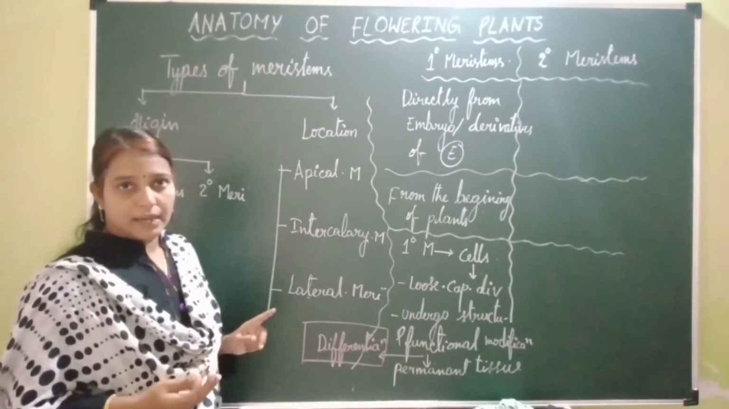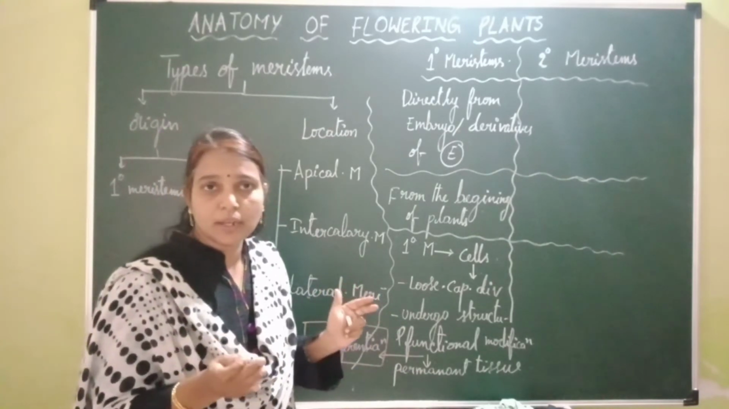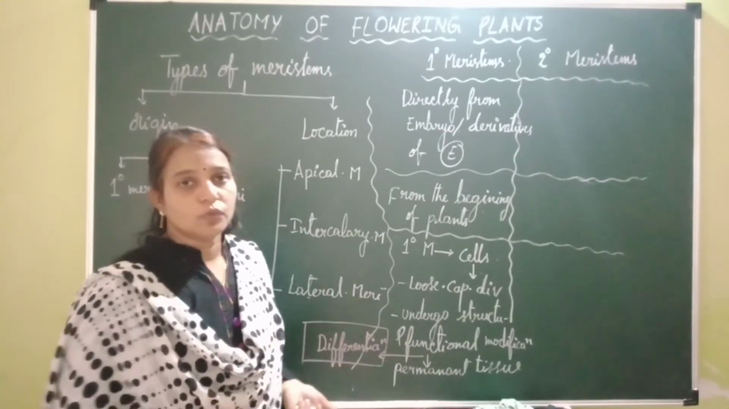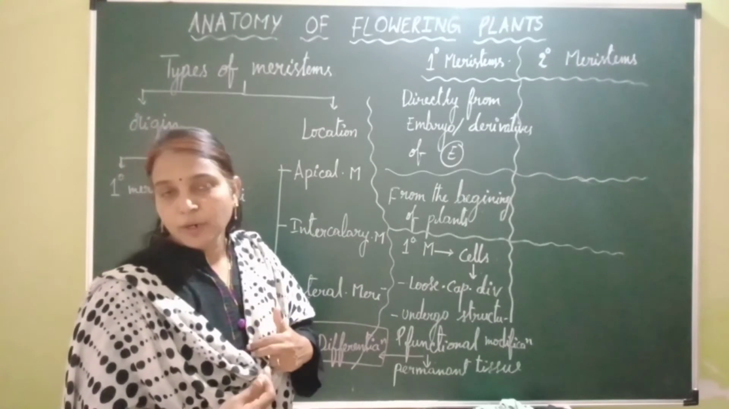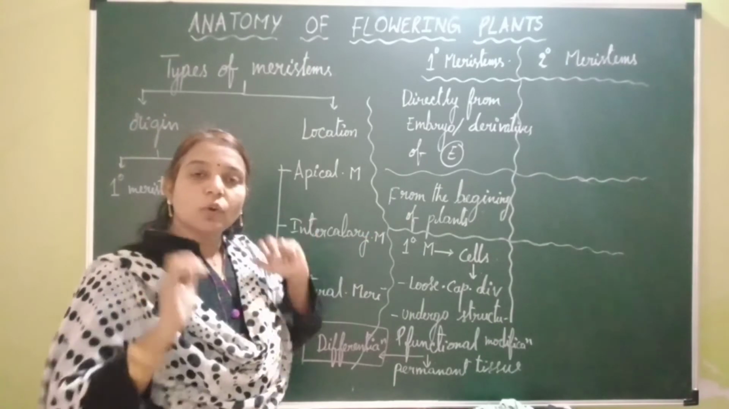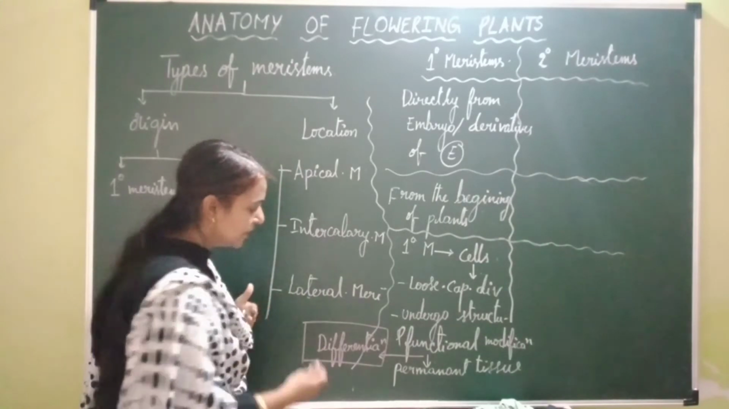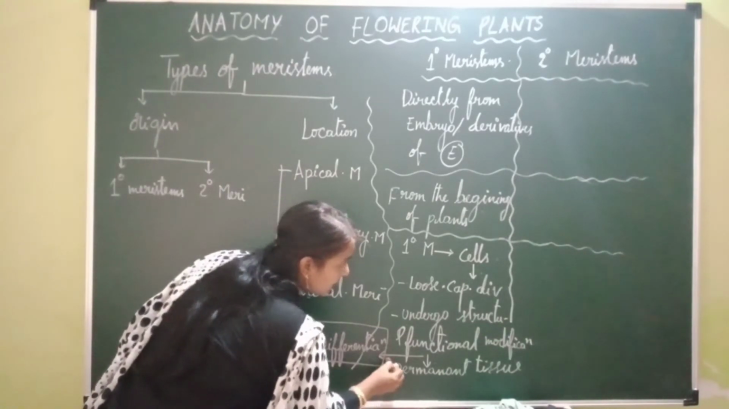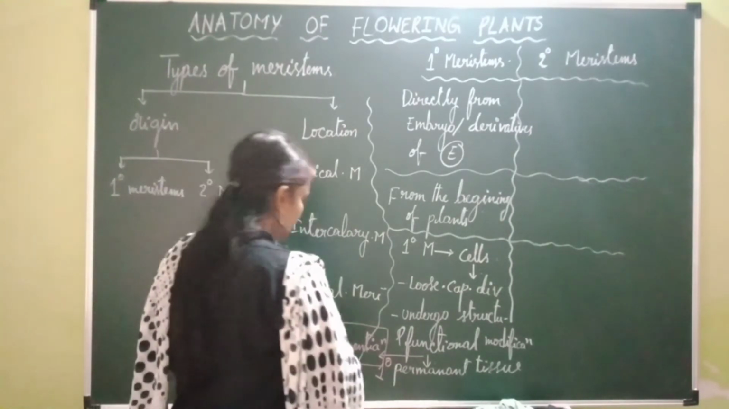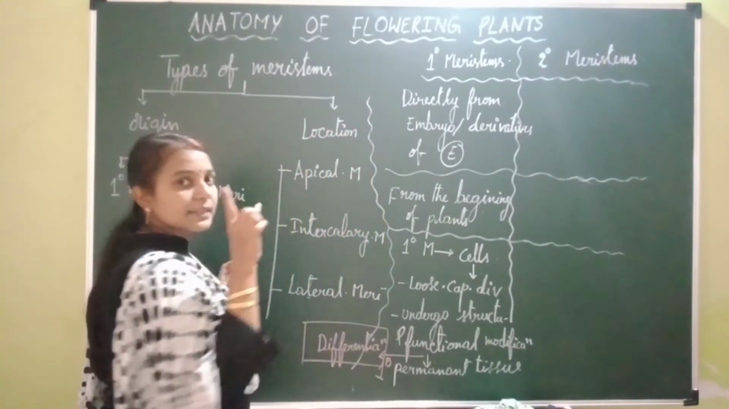For example, chlorenchyma. Chlorenchyma is the parenchyma which consists of chloroplast. That chlorenchyma is involved in performing a specific function, that is photosynthesis, the synthesis of food. Like this, different types of permanent tissues are formed. Aerenchyma helps in buoyancy, floating of the plant over the water surface. The permanent tissue formed from primary meristematic cells is called primary permanent tissue.